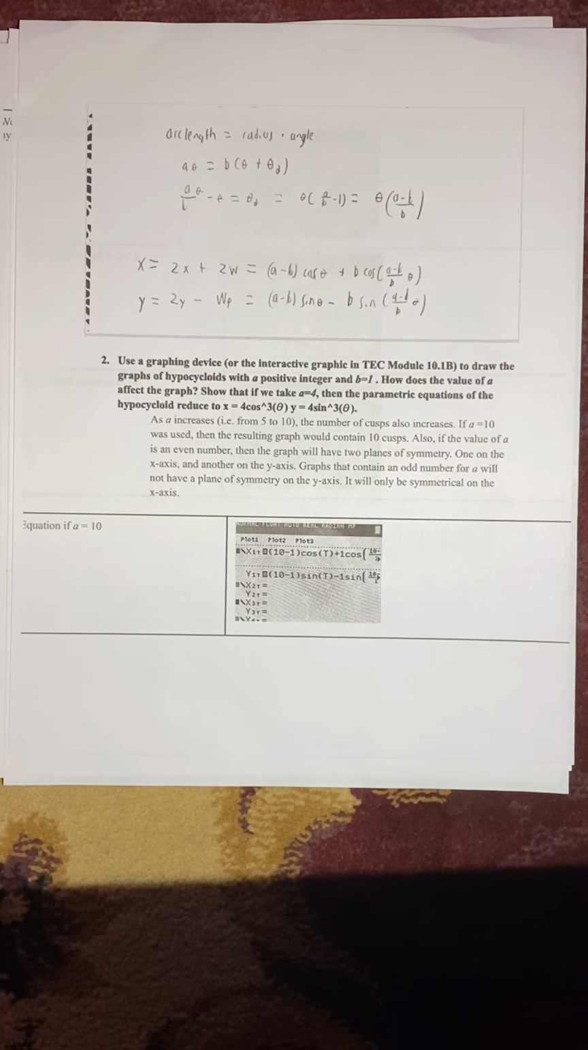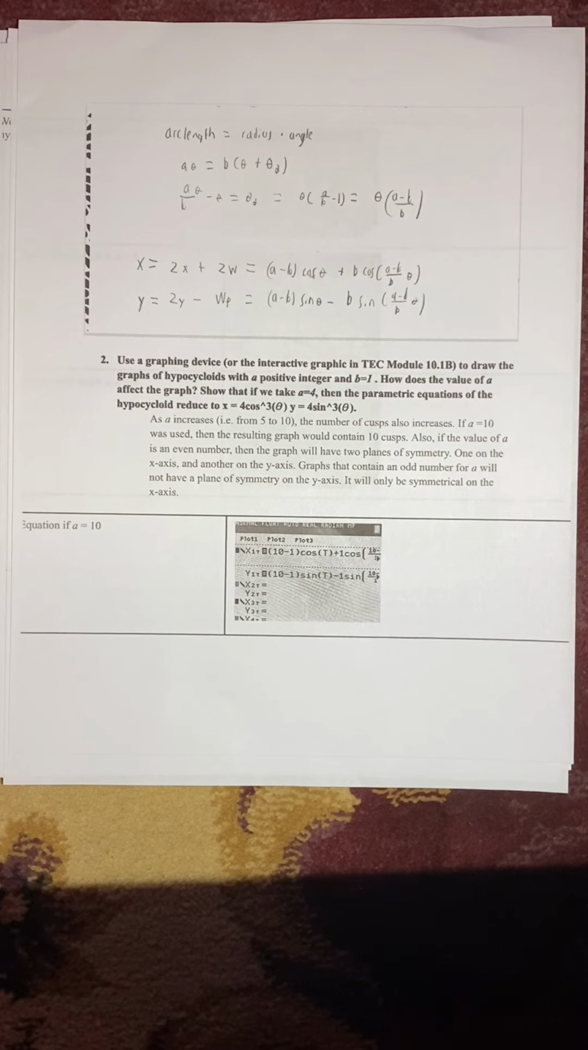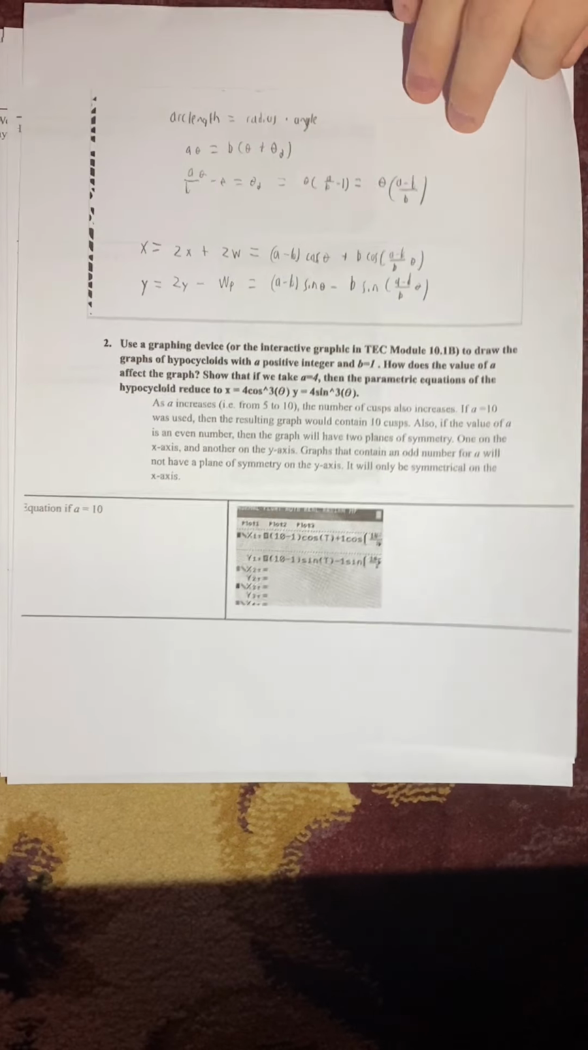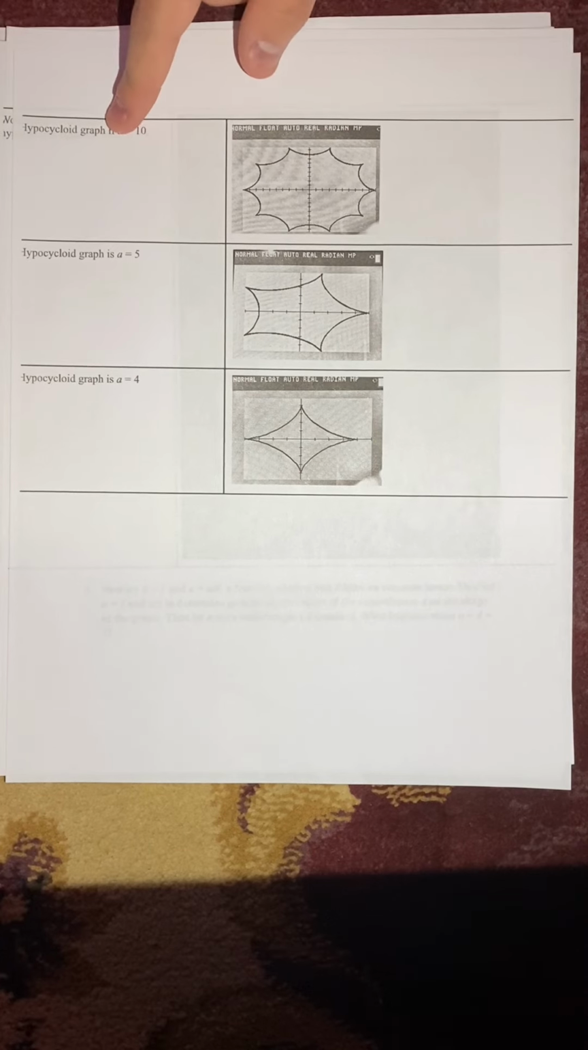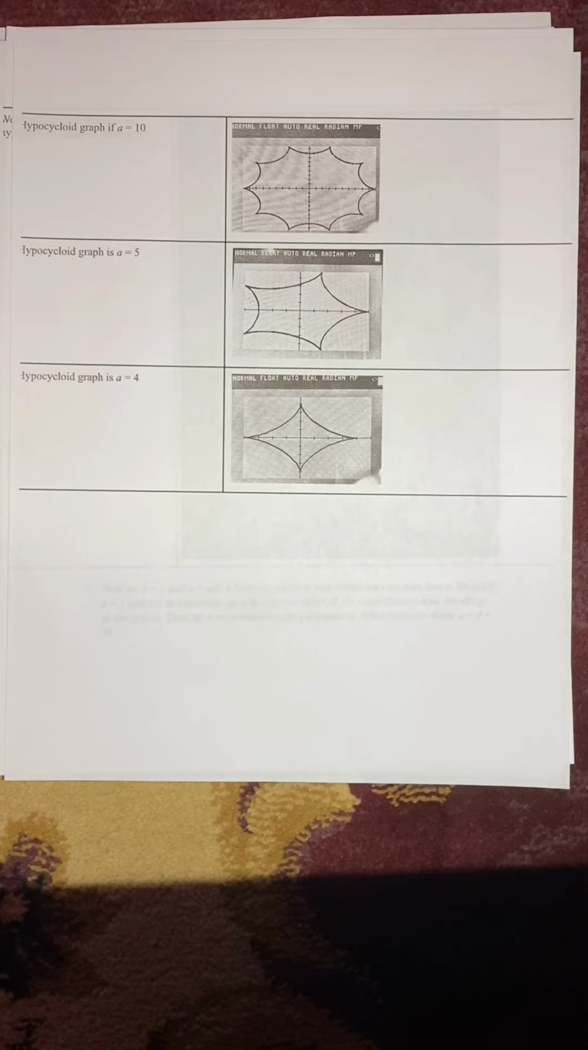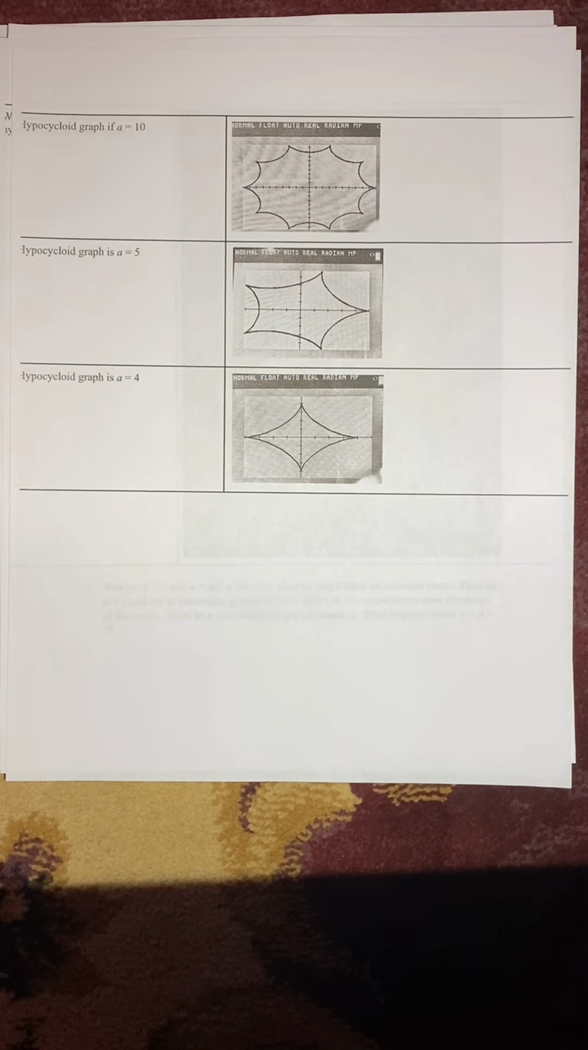Number 2 for our lab calls for us to graph the hypocycloid with A being a positive integer and B always being 1. The equation found in question 1 was used to graph these scenarios. First thing we discovered was that A had a direct correlation to the amount of cusps that were formed in the graph. For example, when A had a value of 10, the resulting graph would form a shape with 10 cusps. It was also discovered that if A was an even number, such as 4 or 10, then the graph would contain 2 planes of symmetry.